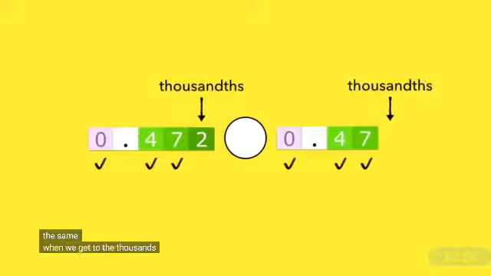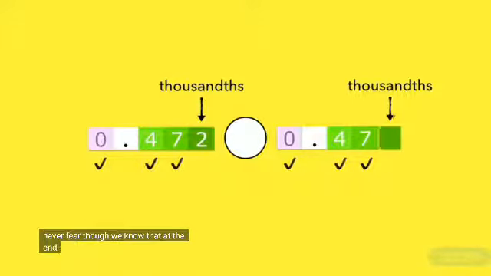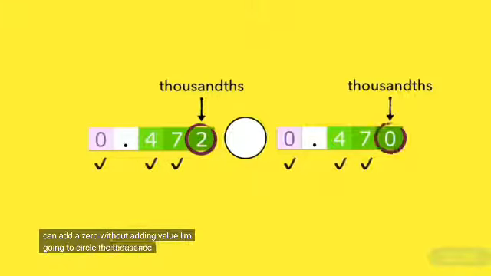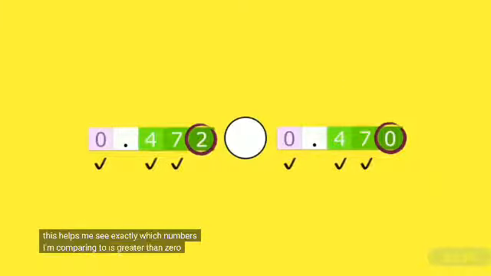When we get to the thousandths place, we see that the number on the right doesn't have a thousandths place. Never fear though, we know that at the end of a number, after a decimal point, we can add a 0 without adding value. I'm going to circle the thousandths place because the numbers are different, and this helps me see exactly which numbers I'm comparing. 2 is greater than 0, so the number on the left is greater than the number on the right.